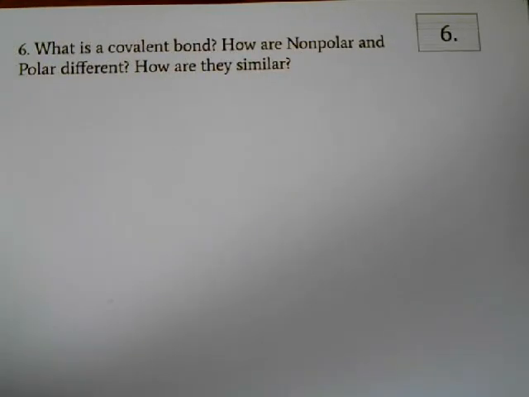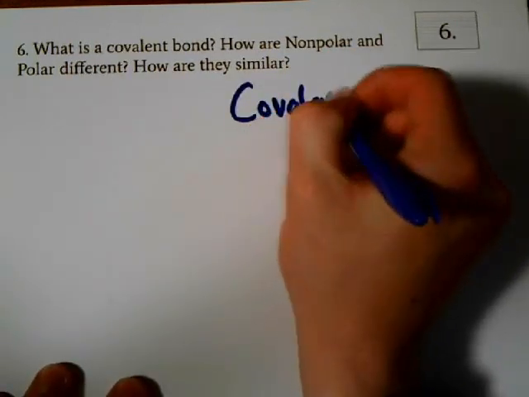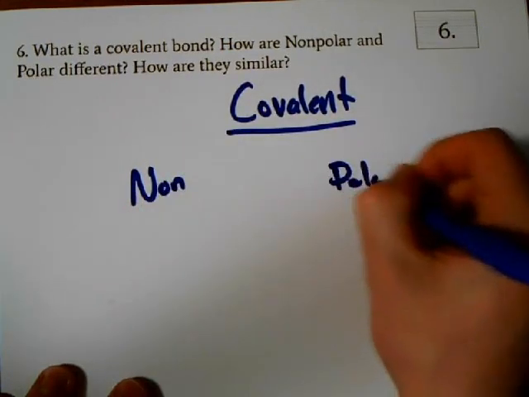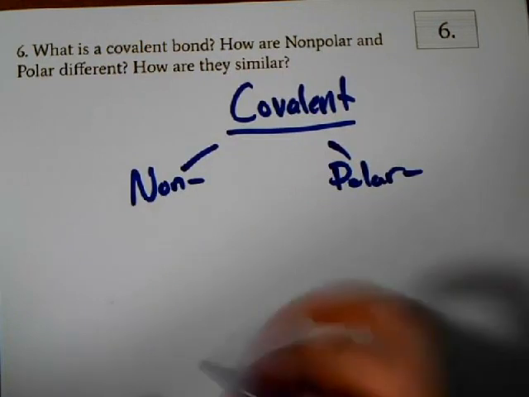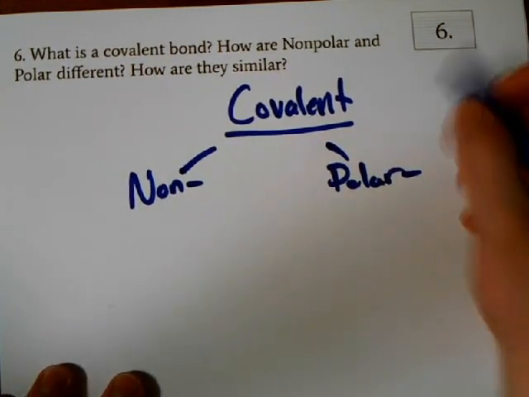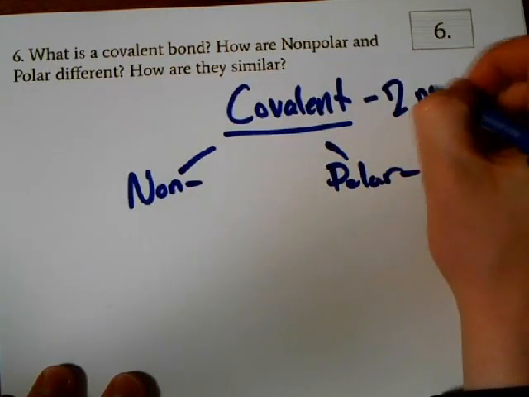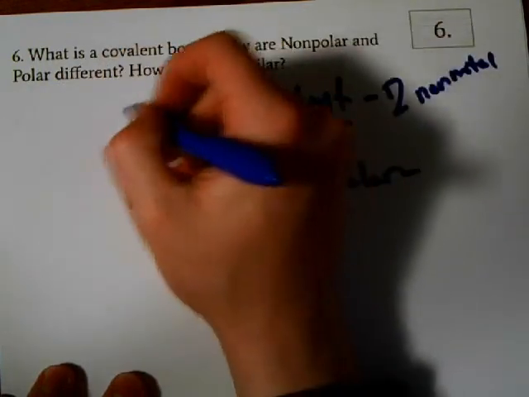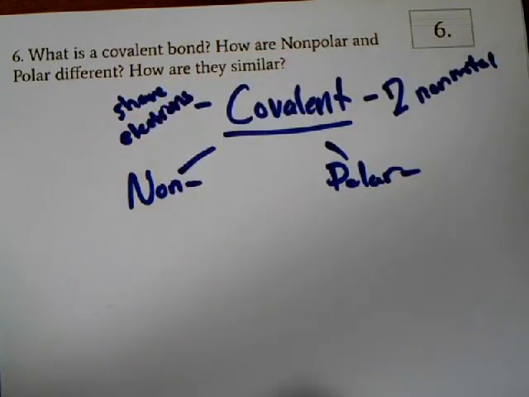What is the difference between polar and nonpolar bonds, and more importantly, what's a covalent bond? Well, covalent bonds are going to be broken into two types. They're either nonpolar or they're polar. And what's similar between all of them is when they're covalently bonded, they are two nonmetals bonded together, and those two nonmetals are going to share electrons between themselves so that everyone can reach that octet of 8.